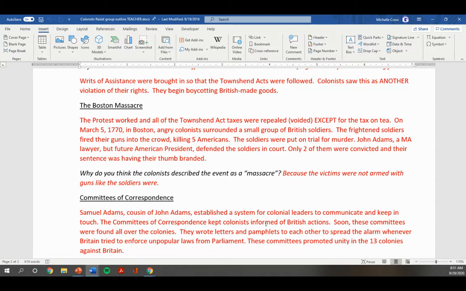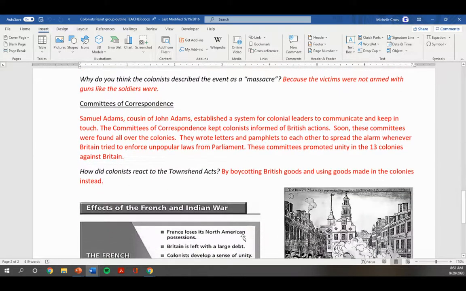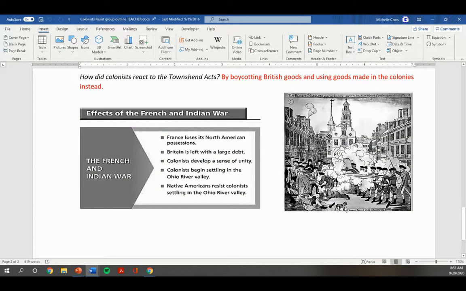The colonists still described the Boston Massacre as a massacre, even though it wasn't very massacre-y, because the victims were not armed with guns, like the soldiers were. This is the propaganda that was published all around the colonies.